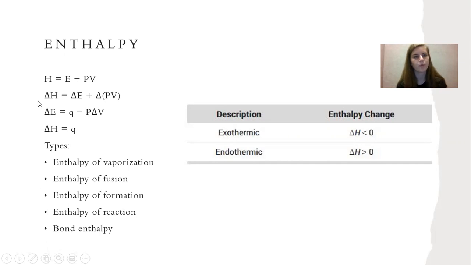We find this is an equation we know previously: the change in energy equals heat minus P delta V. And we know that if we combine these equations, we can get to this third equation down here: the change in enthalpy equals heat, which is going to be pretty cool for some calculations we're going to want to do for tests and so forth.